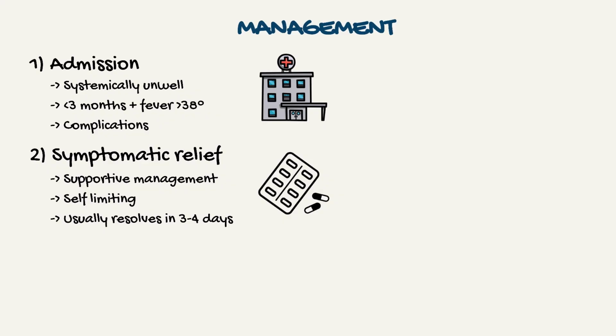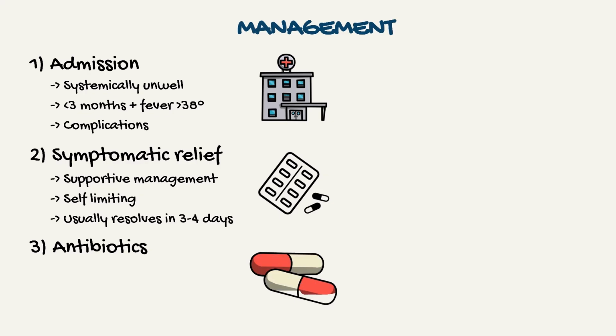The third thing that we need to think about is the antibiotic strategy. This is where we use the NICE traffic light system. We don't give antibiotics to most children. We use a delayed prescription strategy. This means you give the parent a prescription, but advise them to only use it if the child's symptoms haven't improved after 3 to 4 days, or if they get significantly worse.